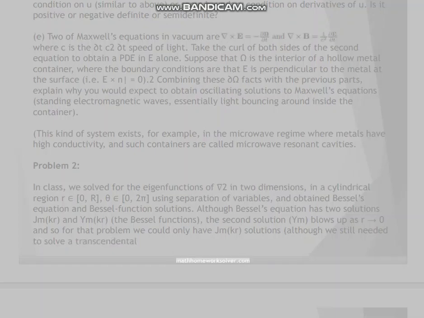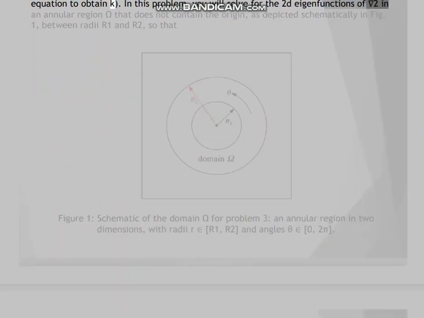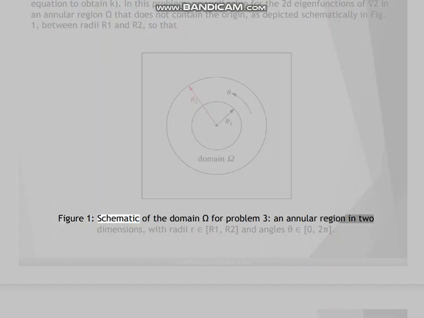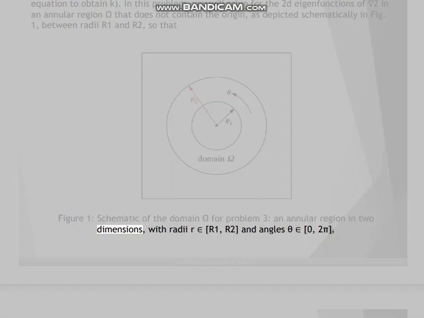In this problem, you will solve for the 2D eigenfunctions of nabla squared in an annular region omega that does not contain the origin, as depicted schematically in Fig. 1, between radii R1 and R2. Figure 1, schematic of the domain omega for problem 3, an annular region in 2 dimensions, with radii r in [R1, R2], and angles theta in [0, 2 pi].